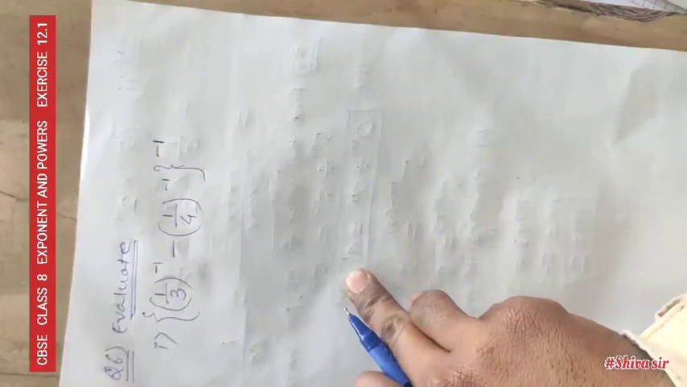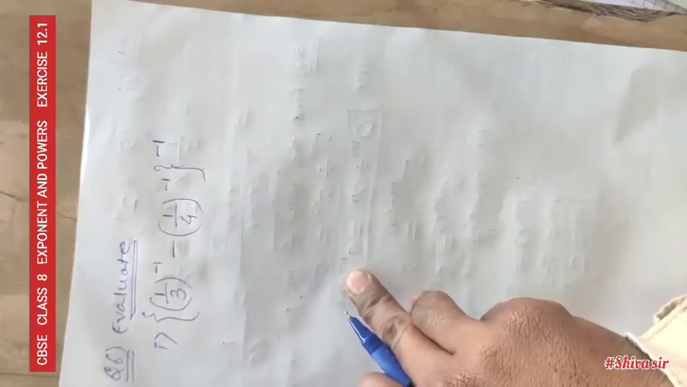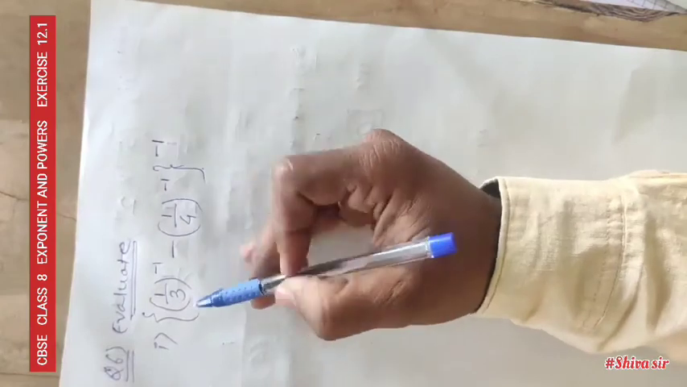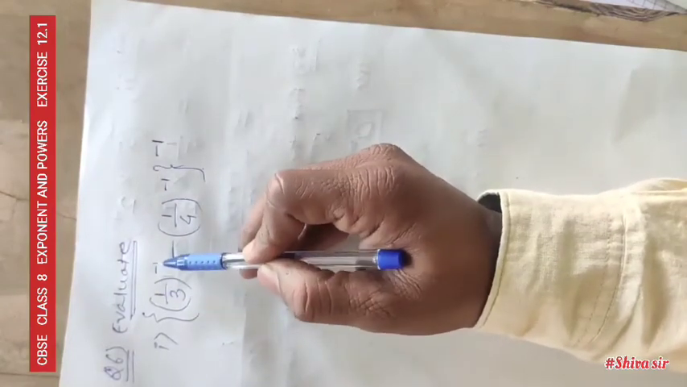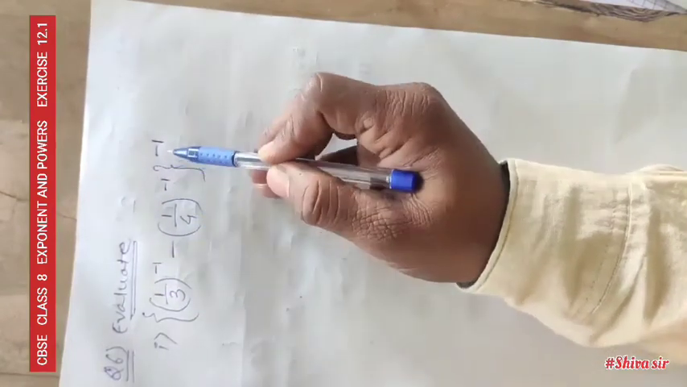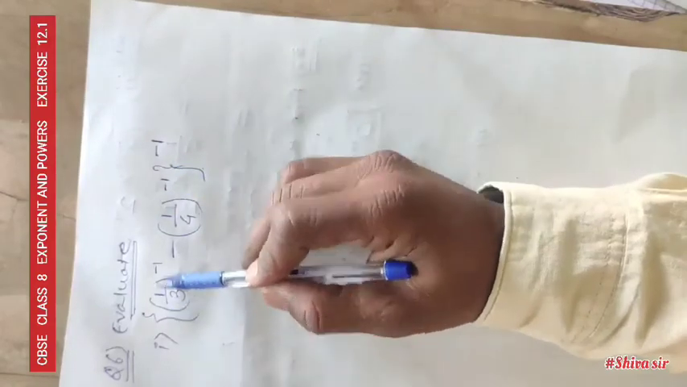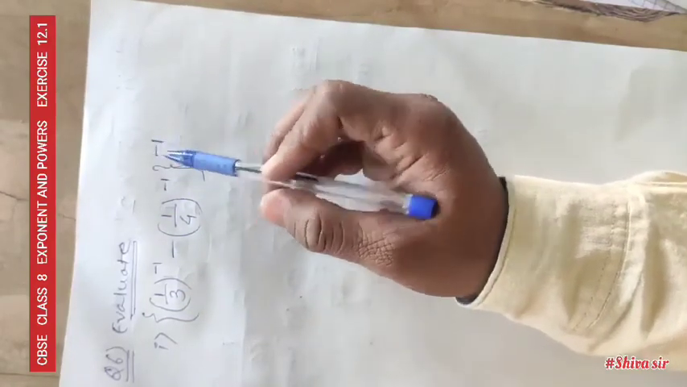Now our question number 6. In question number 6 there are two examples. The first one is 1 upon 3 raised to the power minus 1 minus 1 upon 4 raised to the power minus 1, and the whole bracket complete, its power is minus 1.